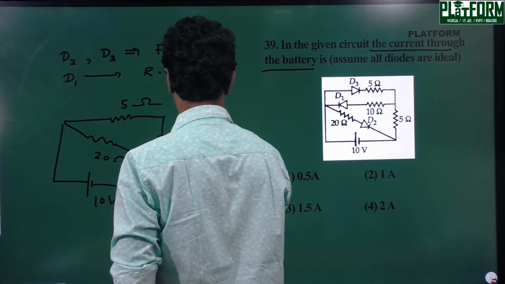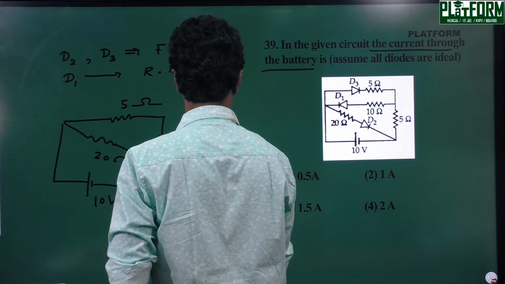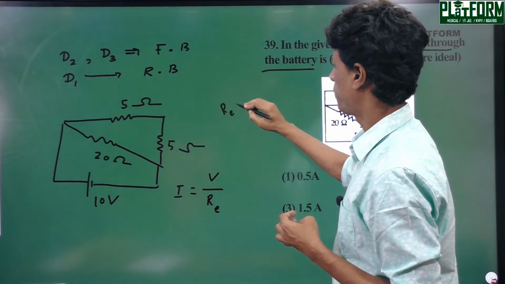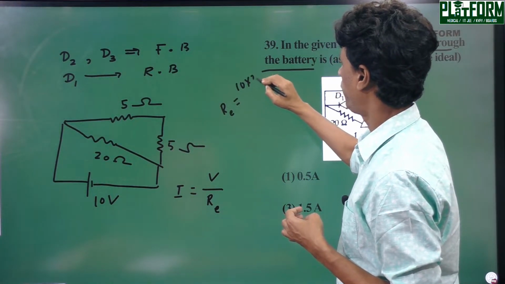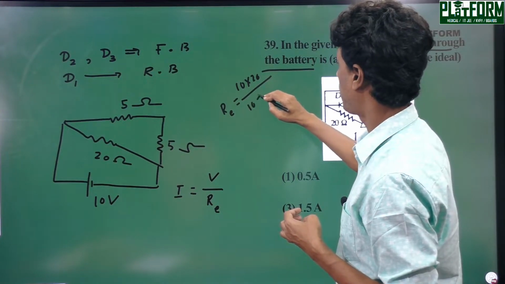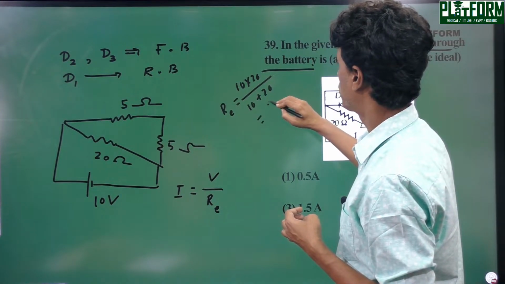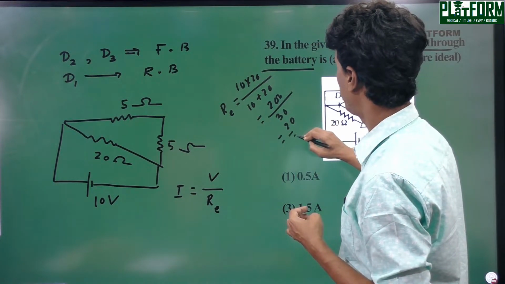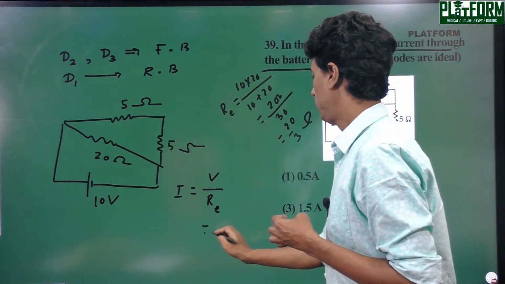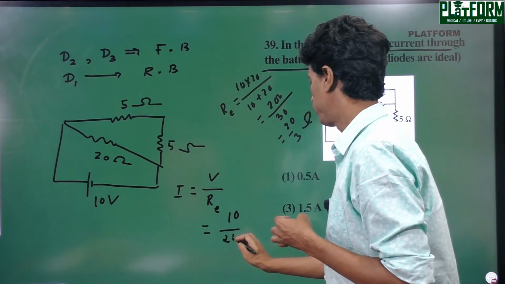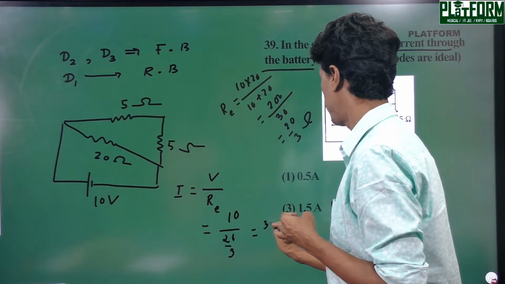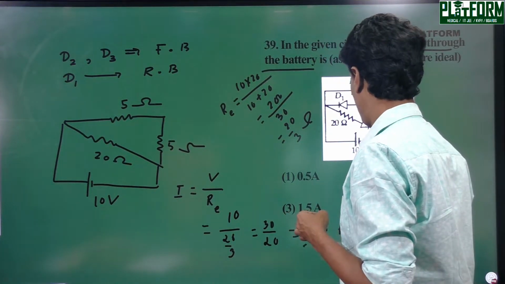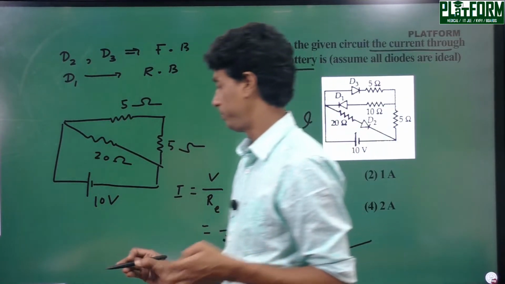Circuit current is equal to V by equivalent resistance, and the equivalent resistance is very simple: 10 into 20 by 10 plus 20, which is 200 by 30, so we can say 20 by 3 ohm. With 10 volt given, it is 10 divided by 20 by 3, finally 30 by 20, which is 1.5 ampere, and the right option is 3. Next problem.